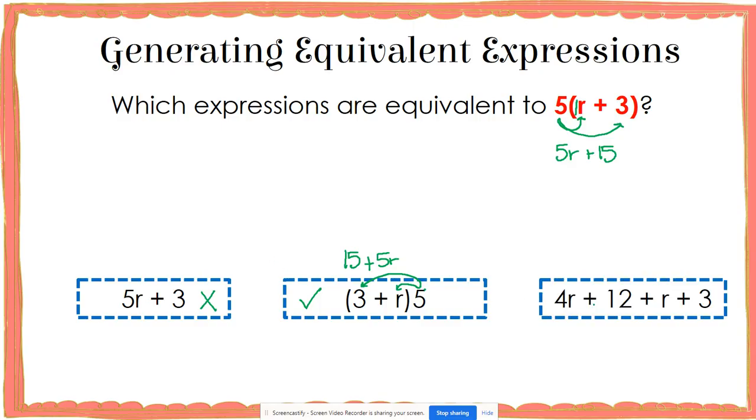What about 4r plus 12 plus r plus 3? For this, I would want to combine any like terms. Well, I notice that I have 4r and r. Those are like terms because they have variables that are the same. If I add 4r plus 1r, that gives me 5r. And next I have constants. Any constant is considered a like term because I can add them together. So I have 12 plus 3, and 12 plus 3 gives me 15. So this would be 5r plus 15. Well, that's the same as this, so this is also an equivalent expression.